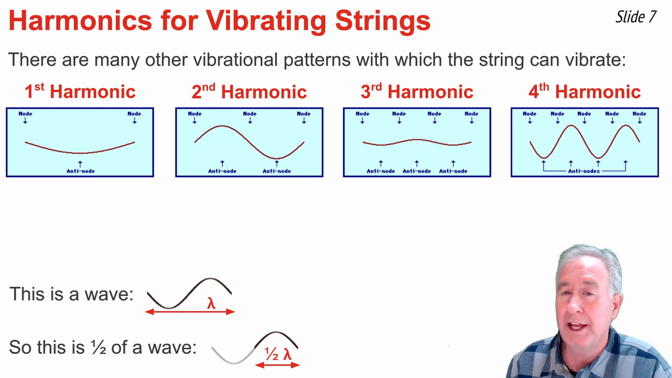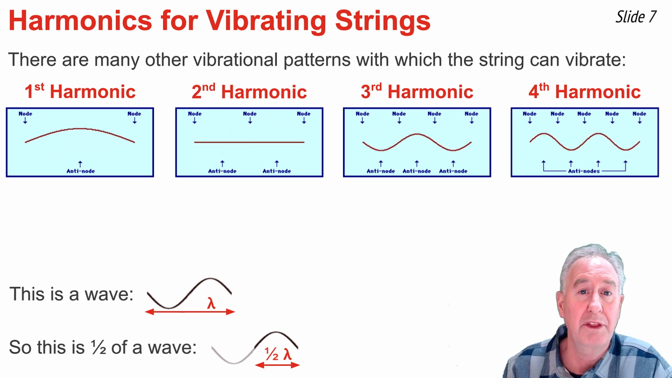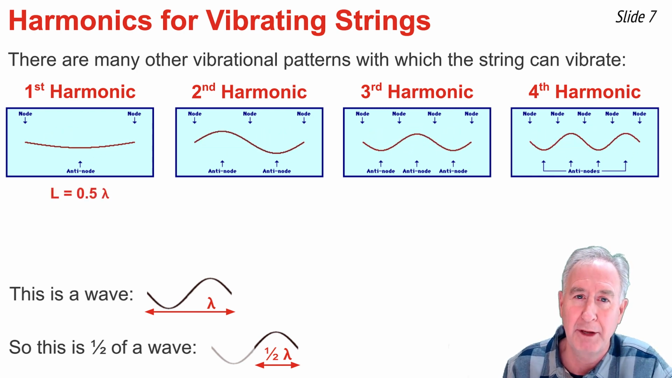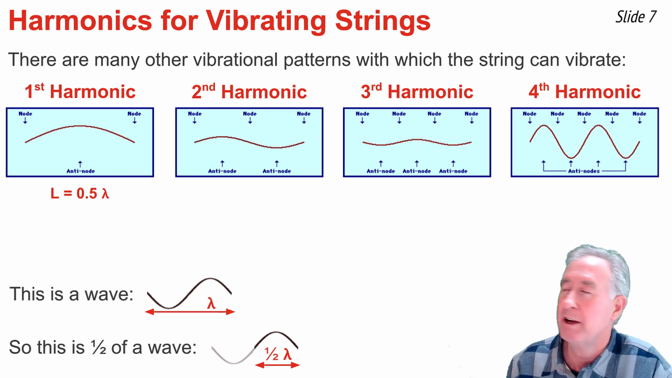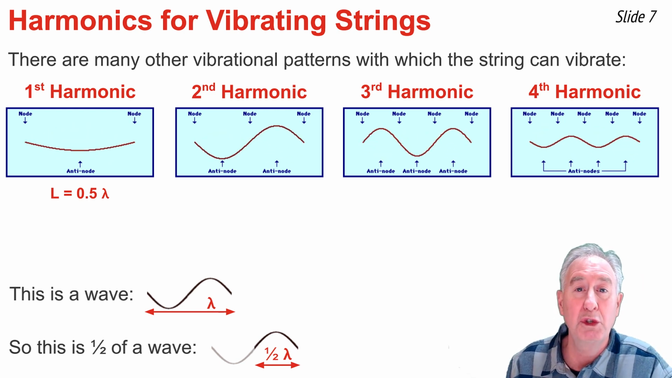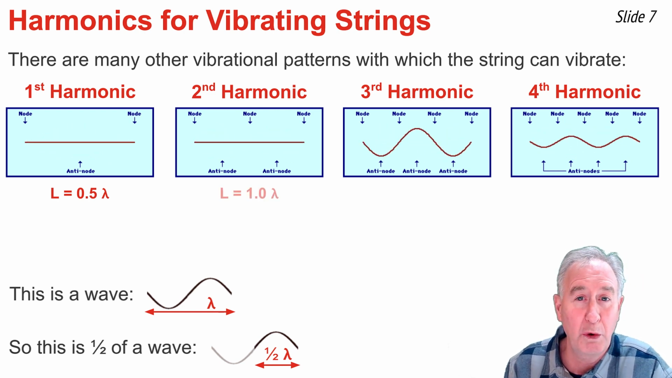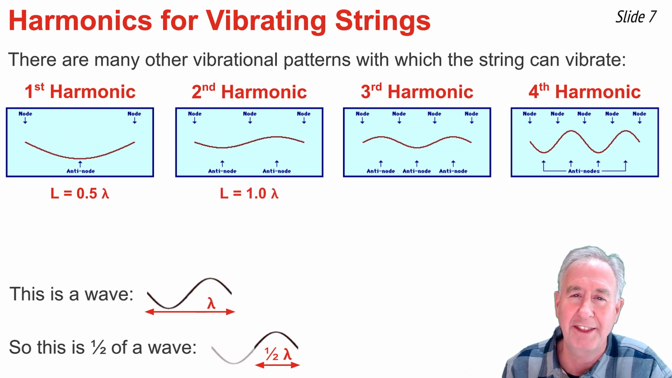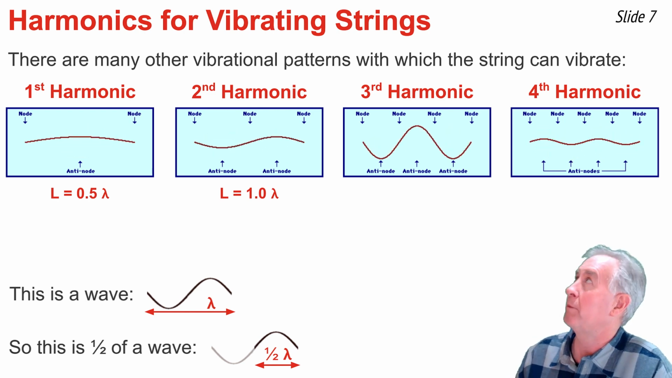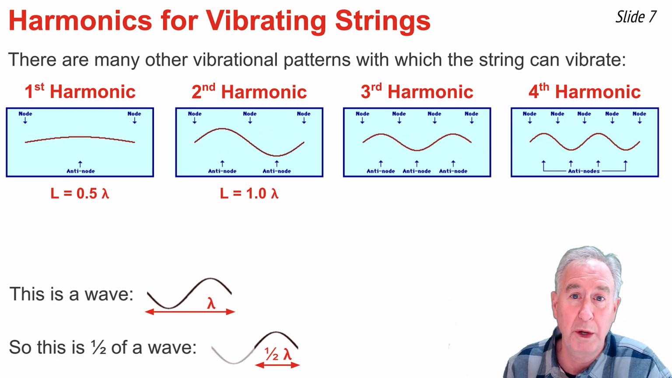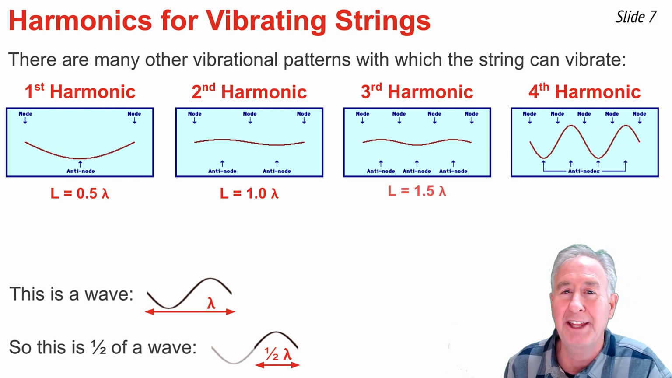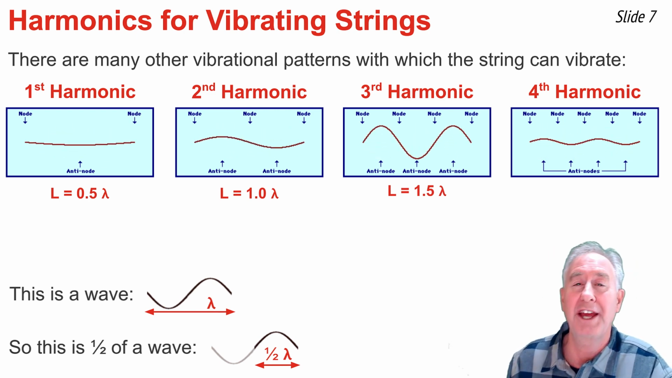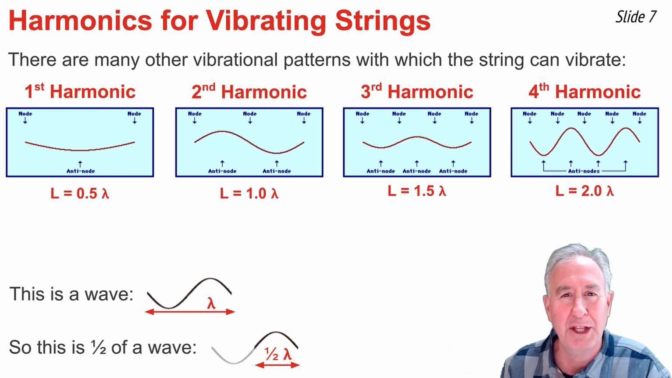For the first harmonic, I observe 1/2 of a wave within the length of the string, so I write L equal 0.5 times lambda, where lambda is the wavelength. For the second harmonic, I observe 2/2 of a wavelength, or 1 full wavelength, so I say L equal 1.0 times wavelength, or lambda. For the third harmonic, I count 3/2, or 1.5 wavelengths, so I say L equal 1.5 times lambda, and for the fourth harmonic, I say L equal 2.0 times lambda.